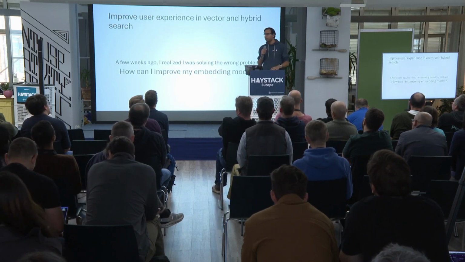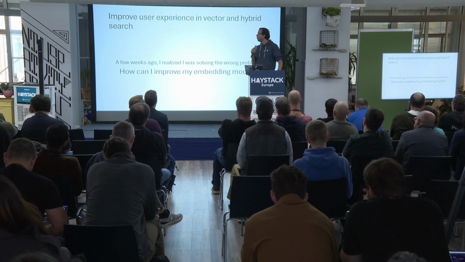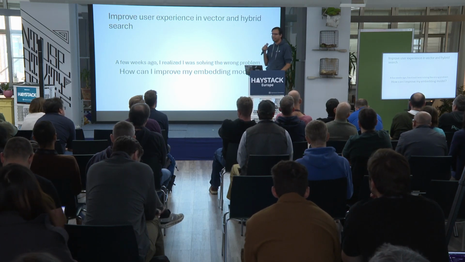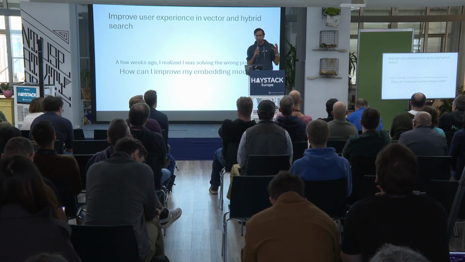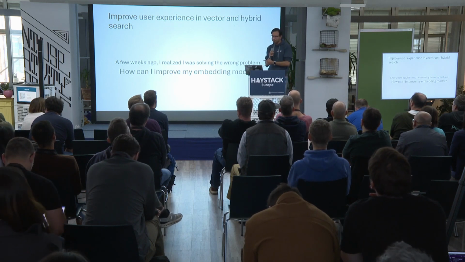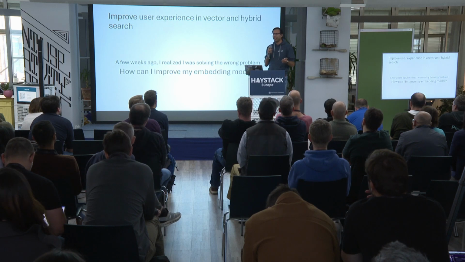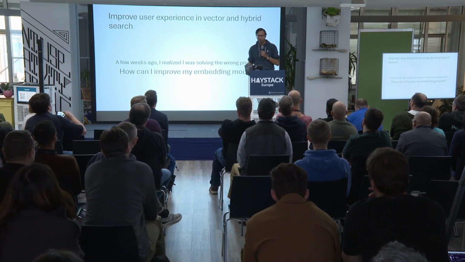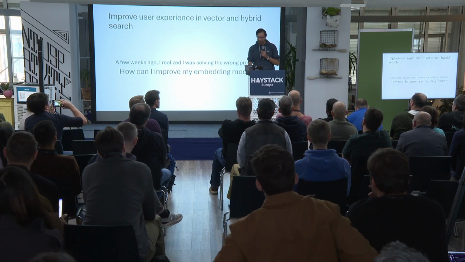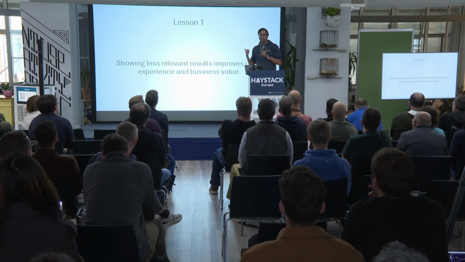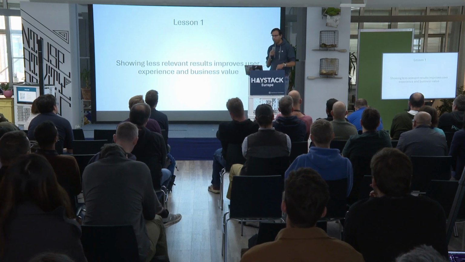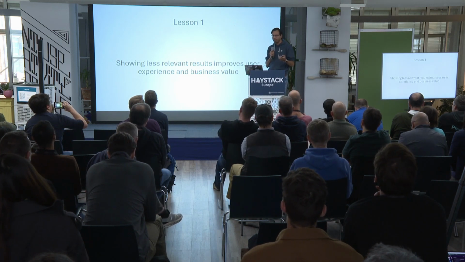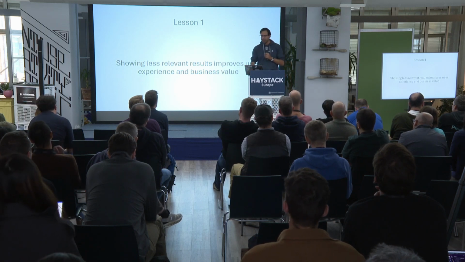Just to give you a little bit of context, a few months ago I wanted to improve the user experience in vector search and hybrid search. I think I was solving the wrong problem, because I wanted to improve the embedding model. At some point, by looking at some examples, I realized that's the wrong problem to solve right now. The lesson I will show you is that I want to show less relevant results and improve the user experience and business value.